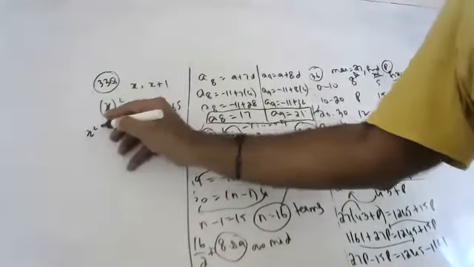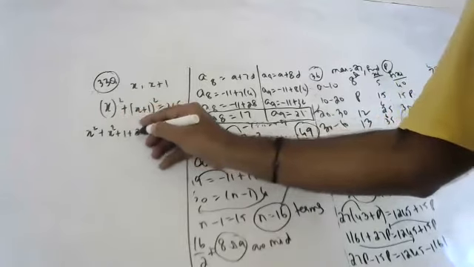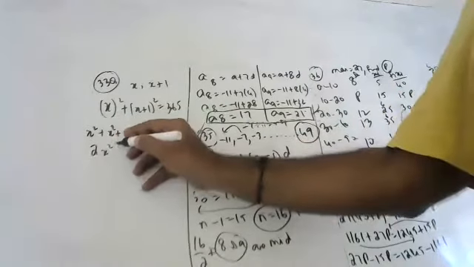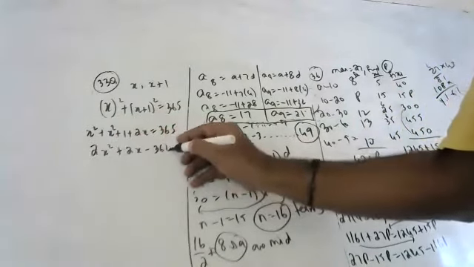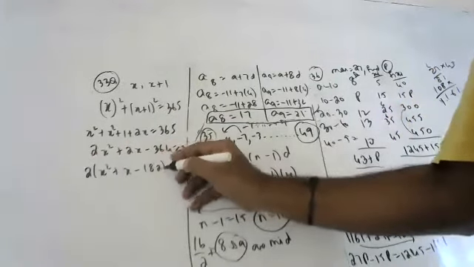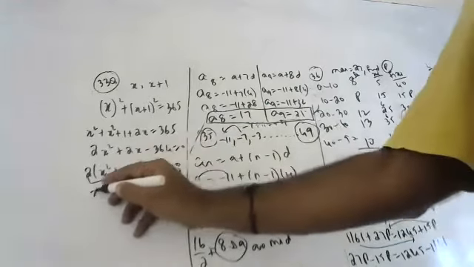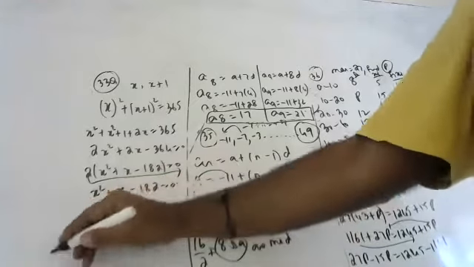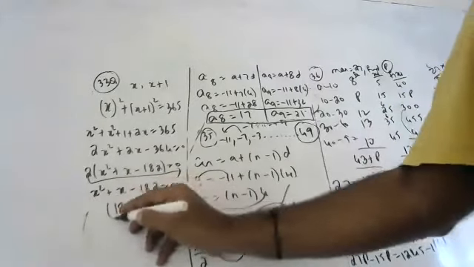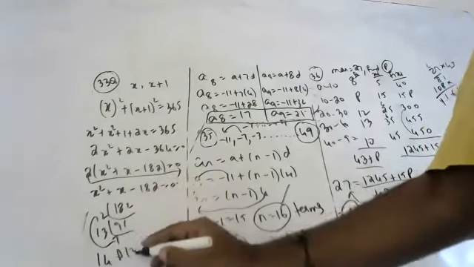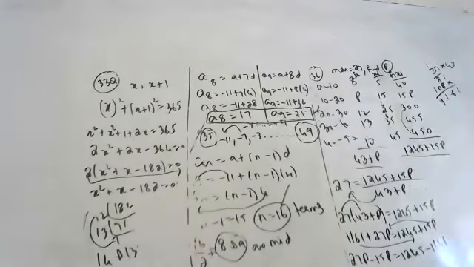x square plus x square plus 1 plus 2x is equal to 365. Then 2x square plus 2x is equal to 364, so x square plus x minus 182 is equal to 0. Now splitting the middle term for 182: 2 sevens are 14 and 13 is 14 minus 13. So 14 and 13 are for splitting the middle term, children.